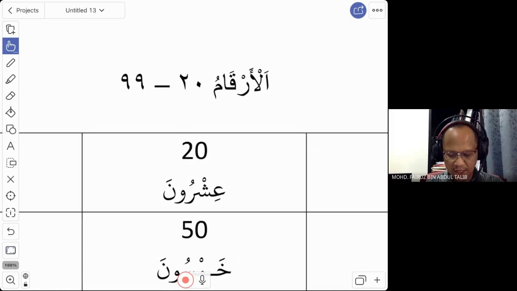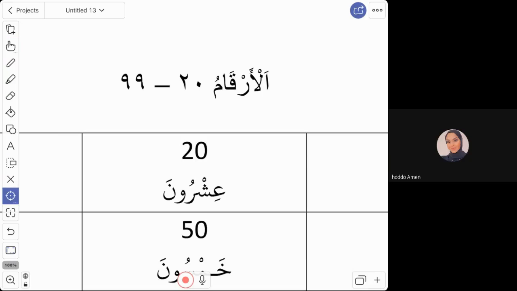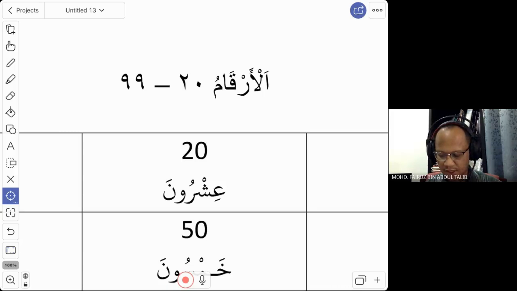Iqra'u al-arqam. Al-arqam, again, this is numbers. Numbers from 20 to 99.